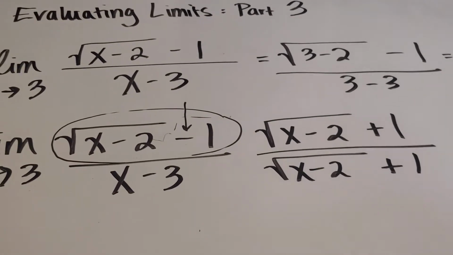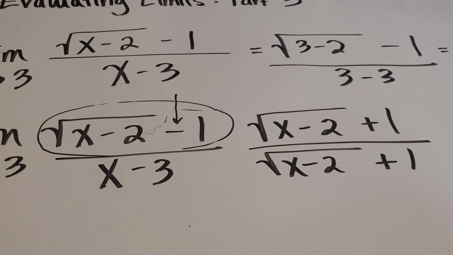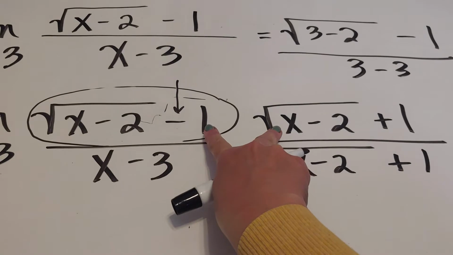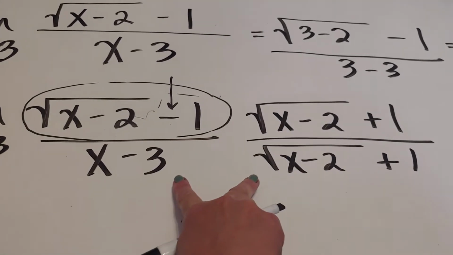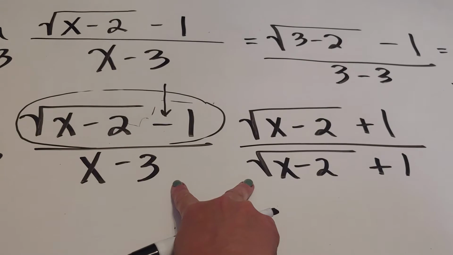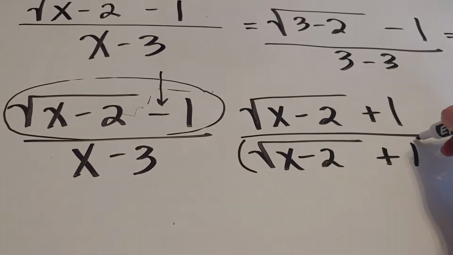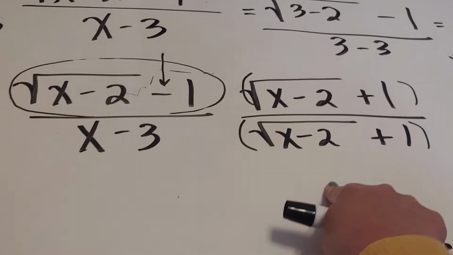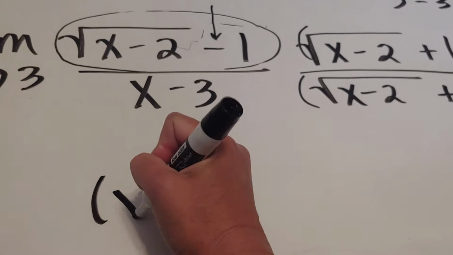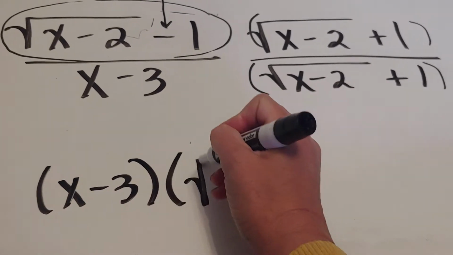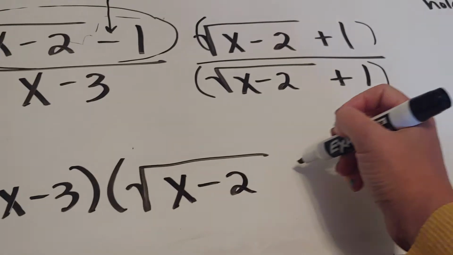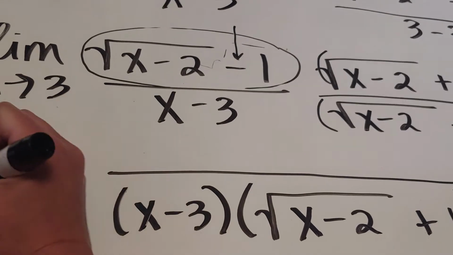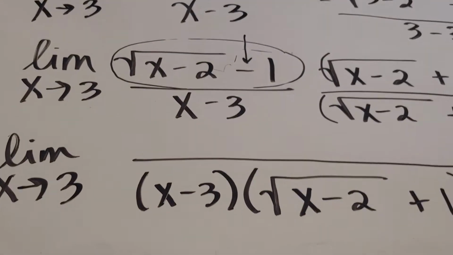All right, very important. When you are doing these problems with conjugates, on the top here, we're going to FOIL. But on the bottom, we aren't going to multiply it out. We're actually going to leave it in factored form. So here's what I'm going to do. We're going to FOIL out the terms up here, but down on the bottom, I'm going to leave it as x minus 3 times the square root of x minus 2 plus 1. Trust me on this. I've been doing calculus for a very long time.